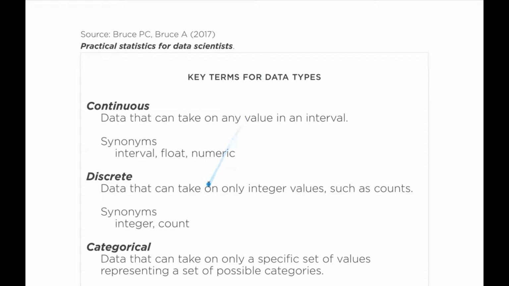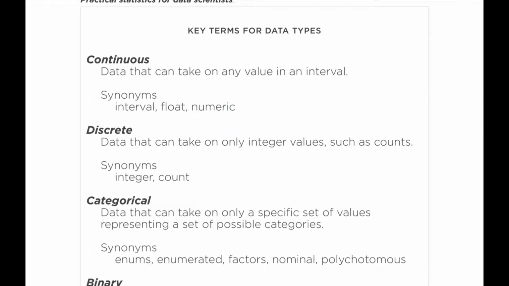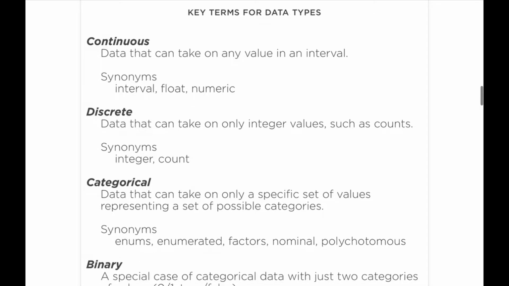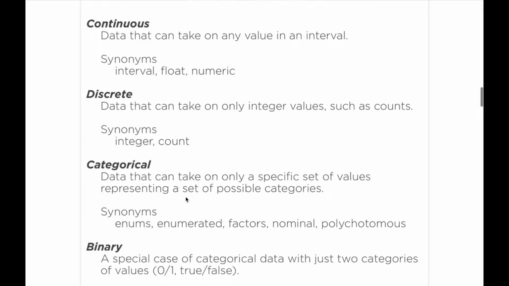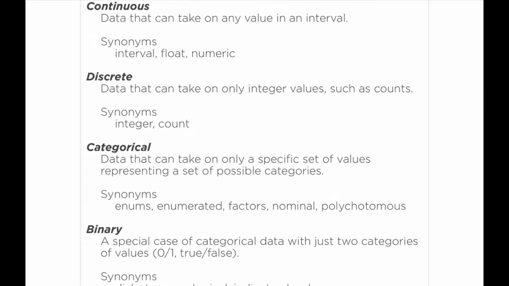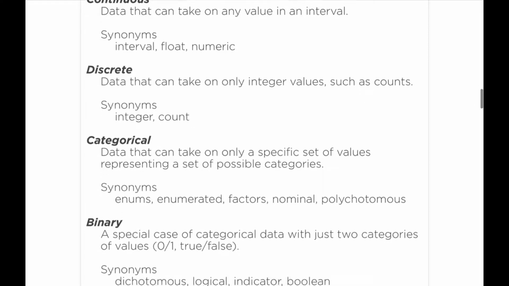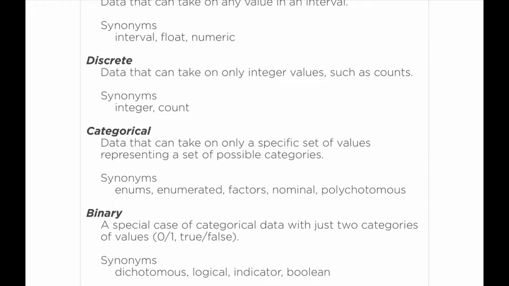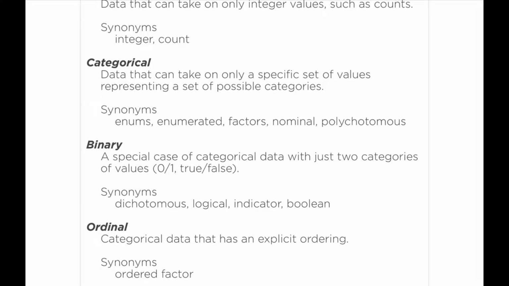Categorical data can take only a specific set of values, categories. However, there's a large number of synonyms. We have factors, nominal, polychotomous, etc. And binary is just a special case of categorical data with just two categories, or values. Under synonyms, we can find dichotomous, logical, Boolean. And we have ordinal data, which is categorical data with an explicit ordering.